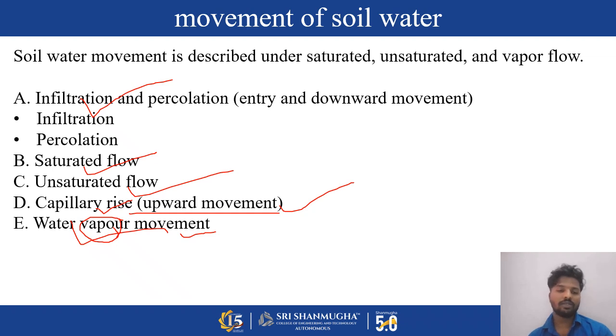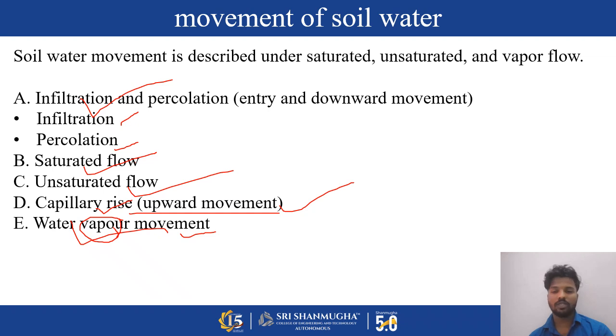The second one is percolation. Percolation is the downward movement of water through the soil profile after it has infiltrated. It is important for groundwater recharge, but can leach nutrients beyond the root zone when excessive. Okay, the next one is saturated flow. You know what infiltration and percolation are.